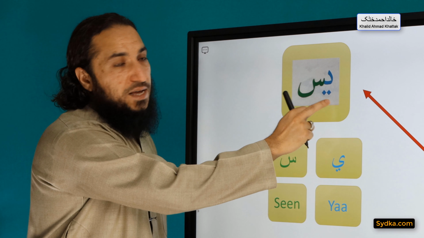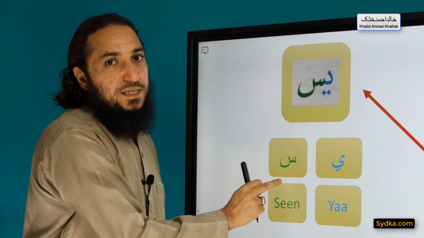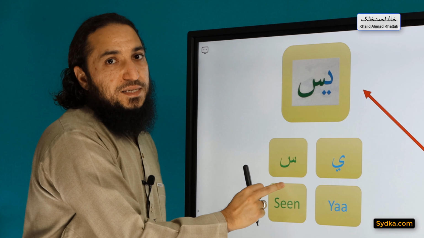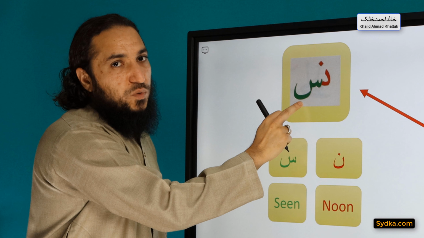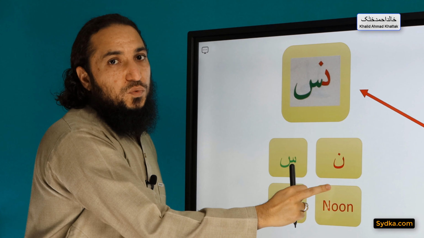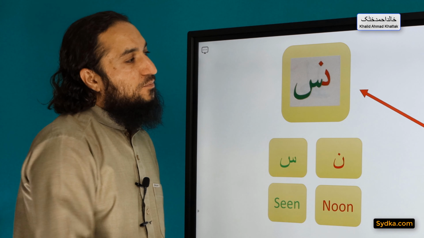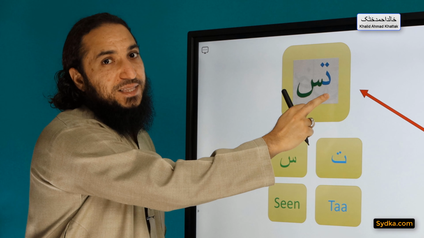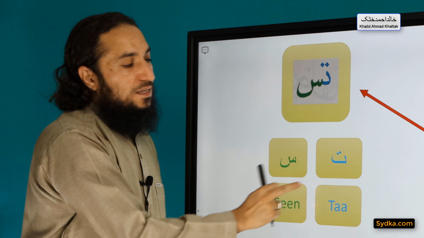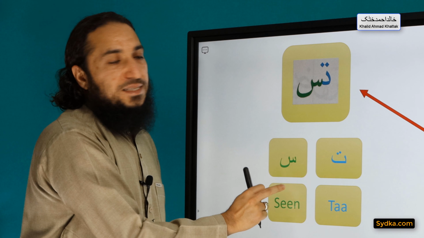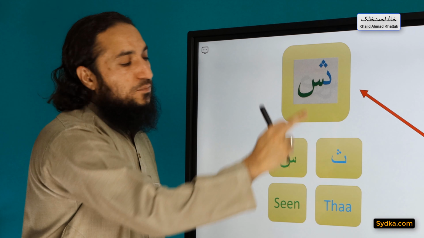So the first part is ya, and the second one is seen. Ya seen. The first part is noon, and the second one is seen. Noon seen. The first part is ta, and the second one is seen. Ta seen. The first part is tha, and the second one is seen. Tha seen.